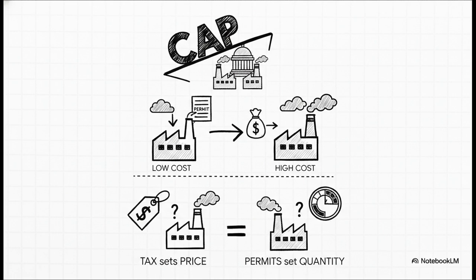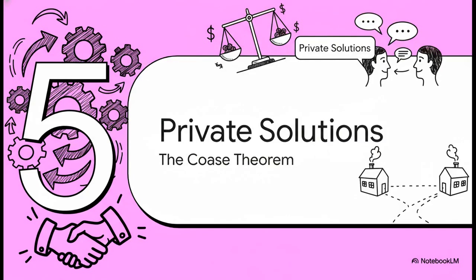So check out this final point. It's really the key takeaway. A tax sets the price of pollution. Permits set the quantity. But in the end, they can both lead to the exact same efficient result by putting a price on pollution.